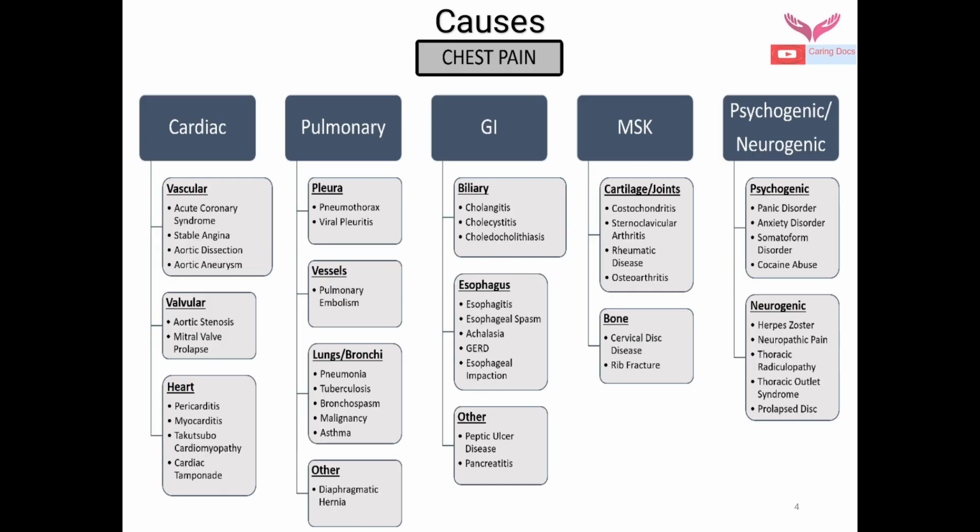The respiratory causes can be categorized as the diseases of pleura like pneumothorax, viral pleuritis. When the involvement of the pulmonary vessel is there, that is pulmonary embolism. Diseases related to parenchyma or the bronchi are pneumonia, tuberculosis, bronchospasm, malignancy, asthma, and other causes like diaphragmatic hernia.